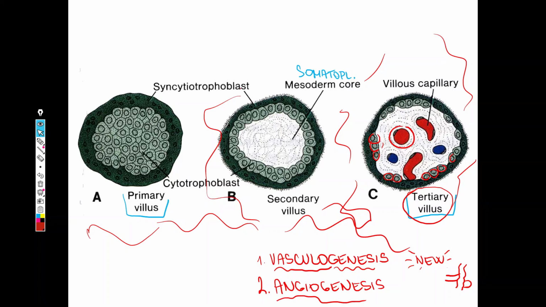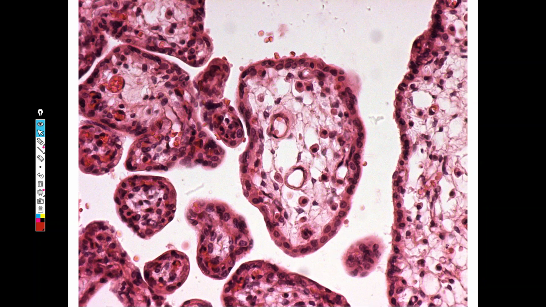And don't forget about the space that is around. It's called intervillus space. So now we have a nice picture from placenta. And what do we have here? This is the section of a villus, and you probably know this is a normal mature placenta. So this villus right here is a tertiary villus. We can see vessels inside. So of course it's a tertiary villus.